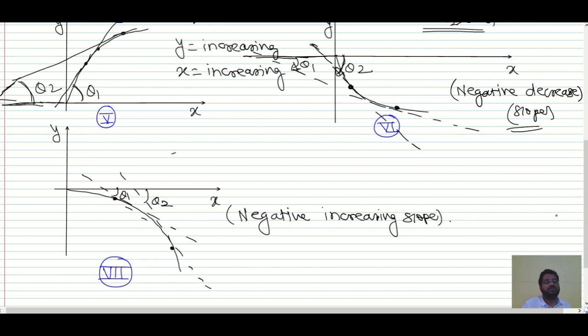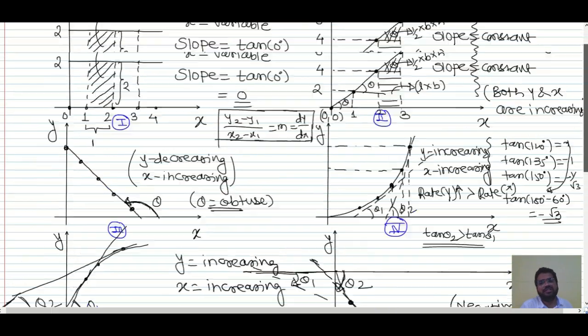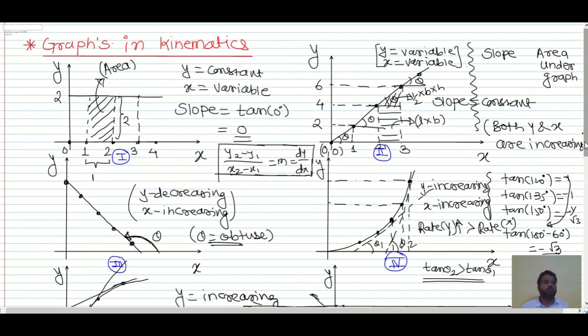So all these graphs, firstly how to read them, you need to understand. Okay, so these are the 7 types of graph that you need to understand. Once you understand this, we'll go to the displacement time, then the velocity time, acceleration time for uniform motion, for object at rest, for uniformly accelerated motion, and for uniformly retarded motion, right? Chalo.